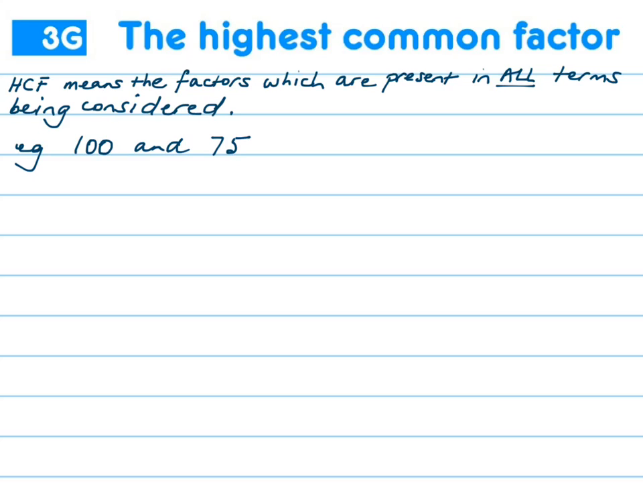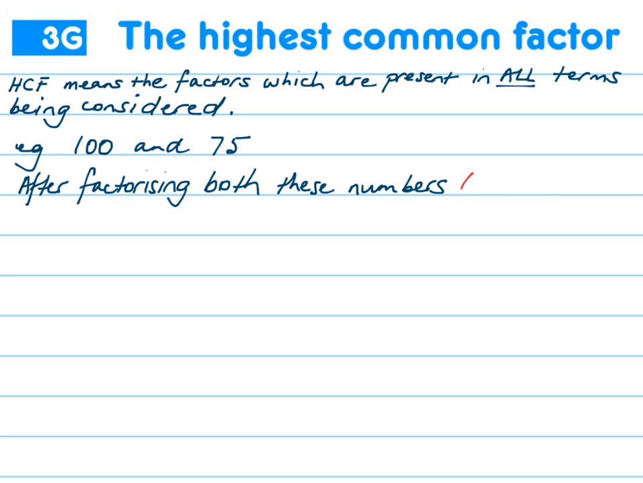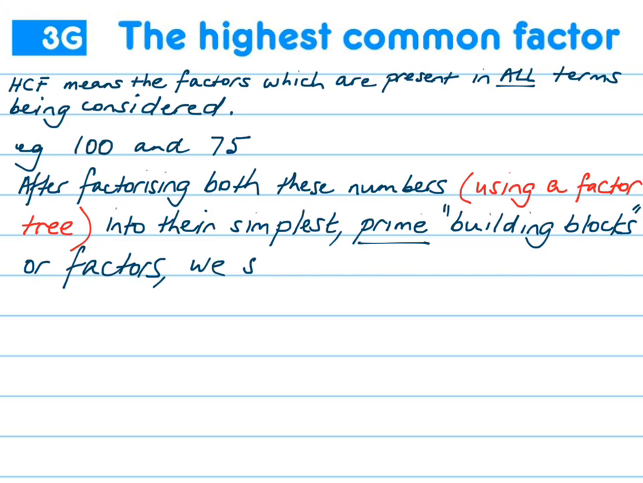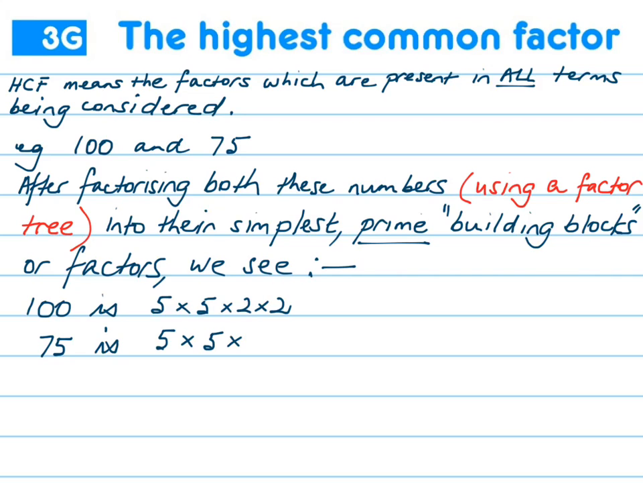For example, if we've got 100 and 75, those two numbers, and we want the highest common factor. The first thing we have to do is factorise both those numbers using a factor tree into their simplest, what I'll call prime building blocks. These are the prime factors, the simplest forms into which you can break up these numbers into their component parts. 100, if you do a factor tree, you'll get 5 times 5 times 2 times 2, all prime numbers. 75, on the other hand, is 5 times 5 times 3.